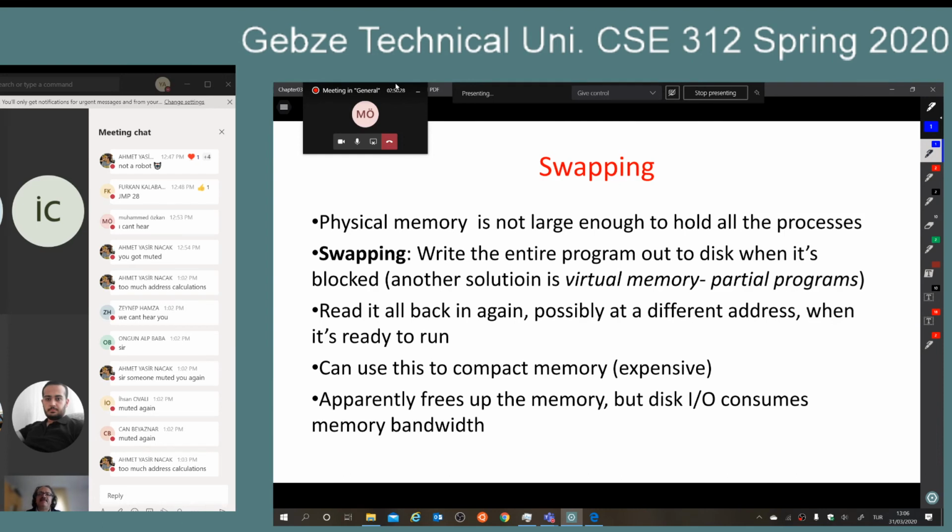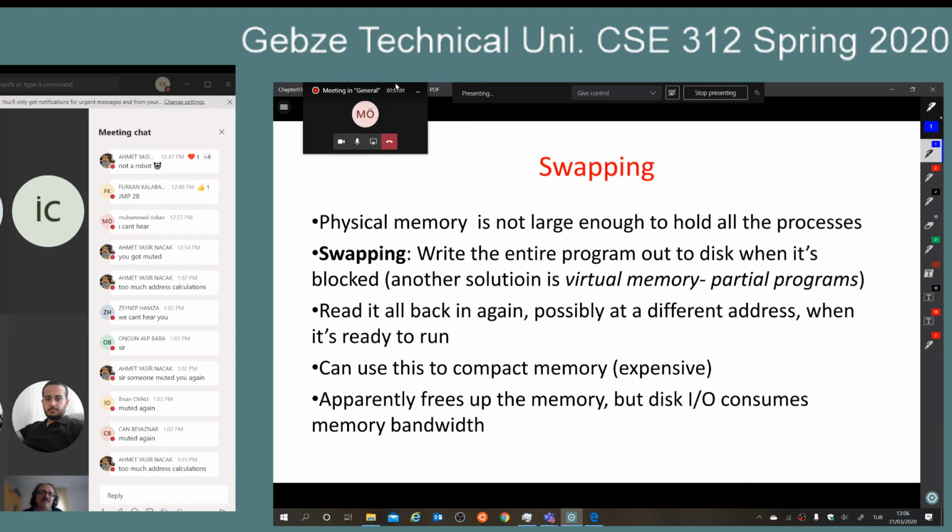Swapping is this. If my physical memory is not large enough to fit all the programs, then maybe I should swap. Write the entire program out to the disk when it is blocked. When it is ready to run again, read it back to the memory. So that means that I am transferring data back and forth between my memory and the disk. Disk is something slow.